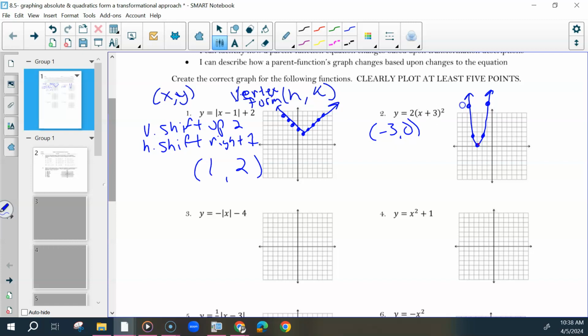What else did it do? Not compressed. Stretched. It vertically stretched because of that 2. I can also see that distance is no longer 1. It's now 2. So whether you look at the calculator and graph it and get the vertex, or look at this and get the vertex and then graph it, it does not matter.